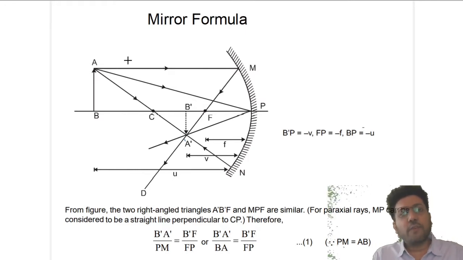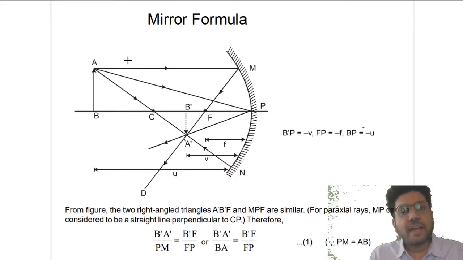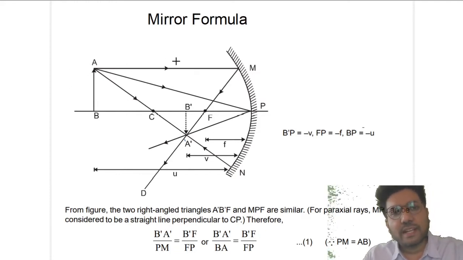This is the fourth lecture of geometrical optics. Till the last class, we completed plane mirrors and we started with spherical mirrors. Today we will start with the mirror formula. We will derive the expression for the mirror formula and we'll do problems related to the formula. So let's start with the class.